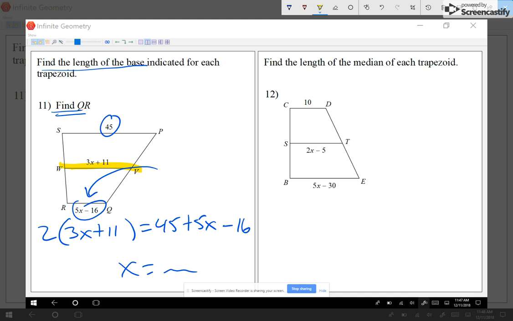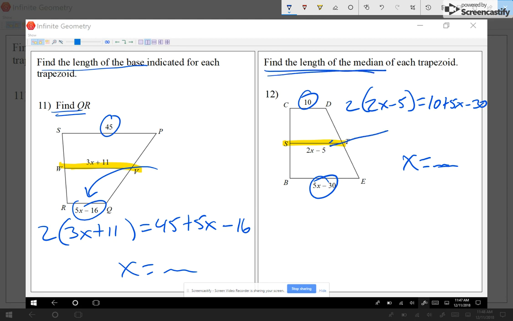Looking at number 12, my mid-segment is 2x minus 5. So 2x minus 5, all multiplied by 2, equals 10 plus 5x minus 30. I'm adding the bases, and then that will give you the value of x, right? The algebra stuff will give you the value of x. I'm asking find the length of the median. So plug it into 2 times x minus 5, and that will give you your answer. You will have 2 of each on the test. That makes it a total of 20. Any questions?